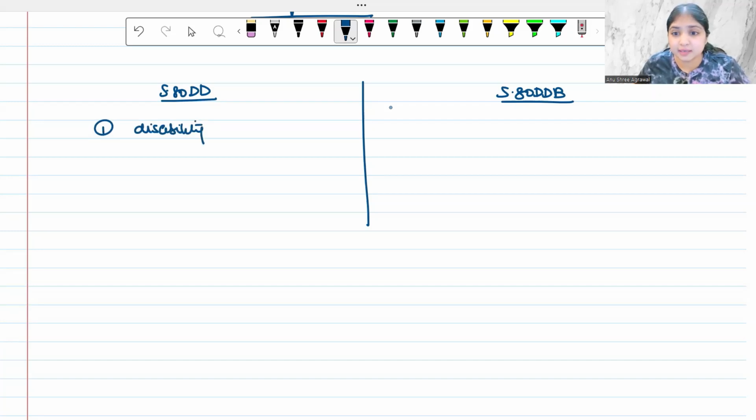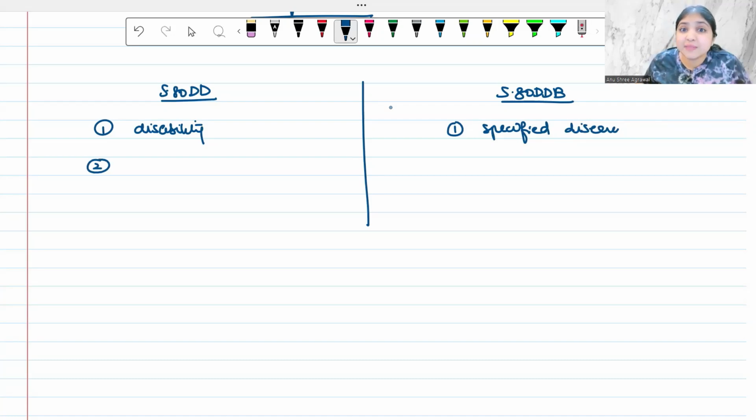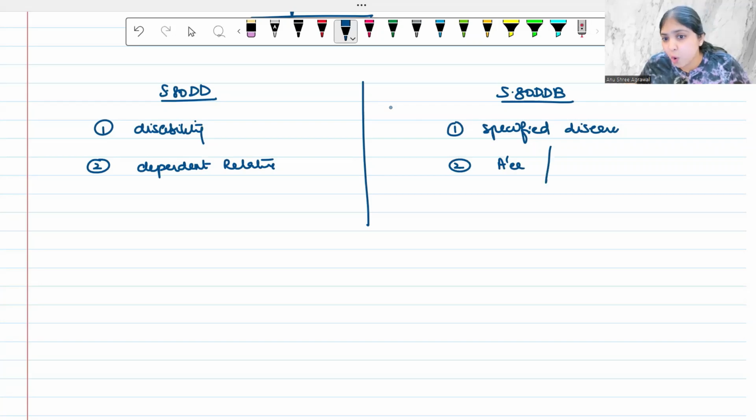80DD is targeting disability. 80DDB is targeting specified disease. Then the second difference is that in 80DD, we are not covering cases where the assessee himself is disabled. We are covering cases only when the assessee has a dependent relative who is disabled. But in 80DDB, either the assessee or his dependent relative, any of them could be suffering from the disease. Even the assessee is covered under 80DDB.